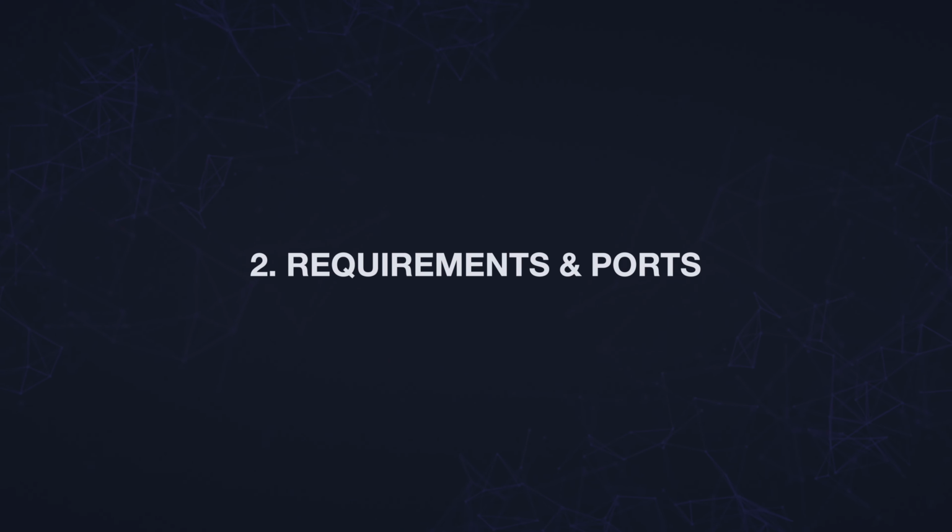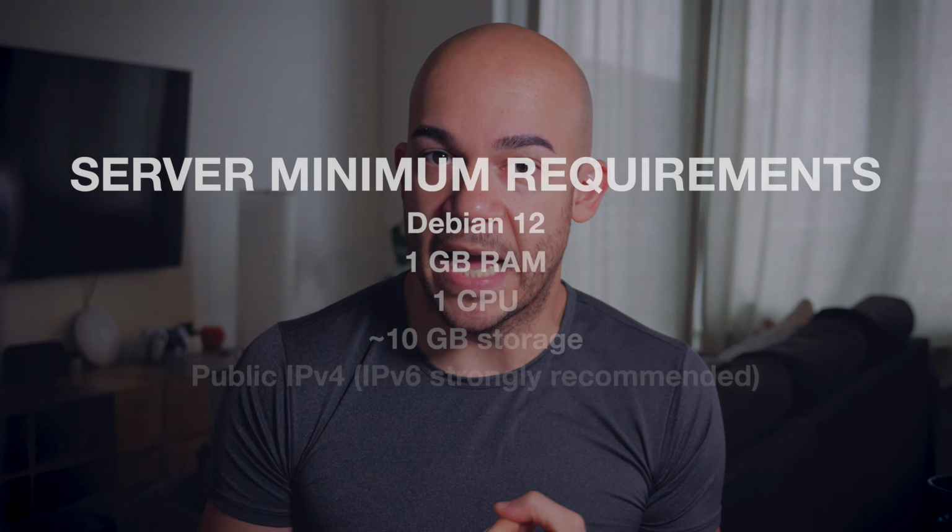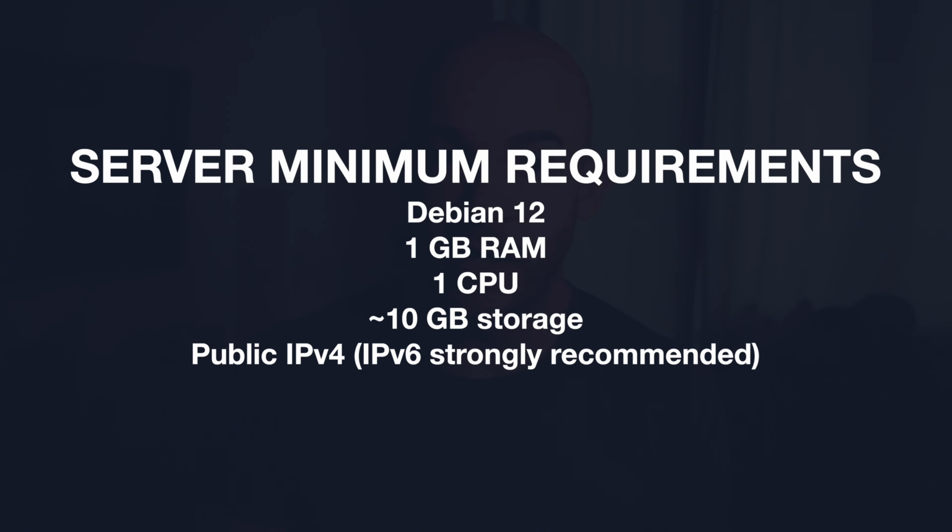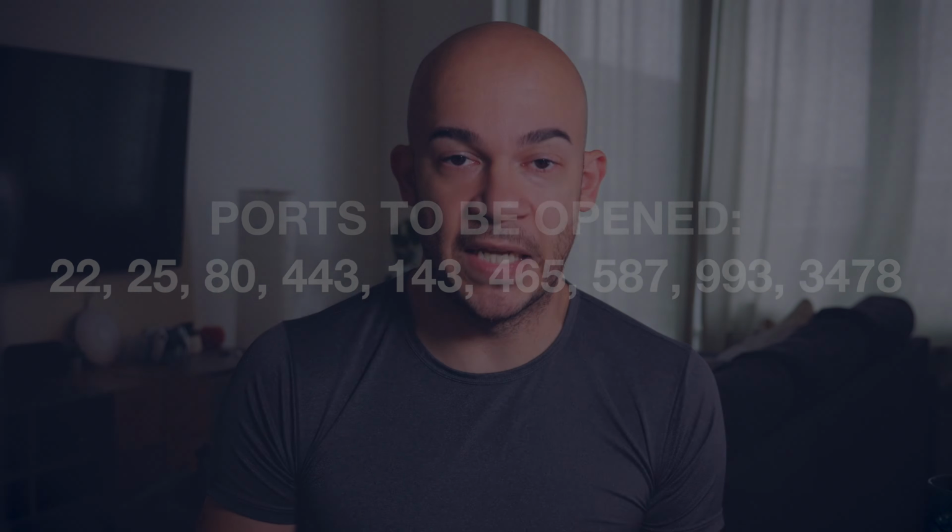Here are the minimum requirements for the server. Debian 12, 1 GB of RAM, 1 CPU, and around 10 GB of storage. That's enough for thousands of Chatmail addresses. You will also need control over a domain and access to the DNS zone. Make sure the following ports are open on the server: 22, 25, 80, 443, 143, 465, 587, 993, and 3478.